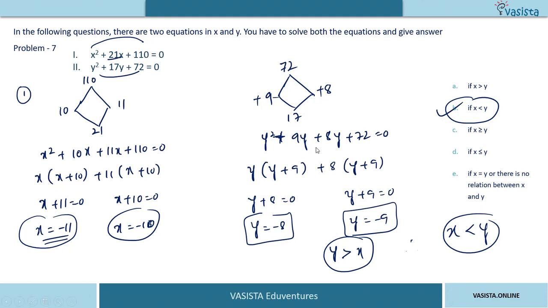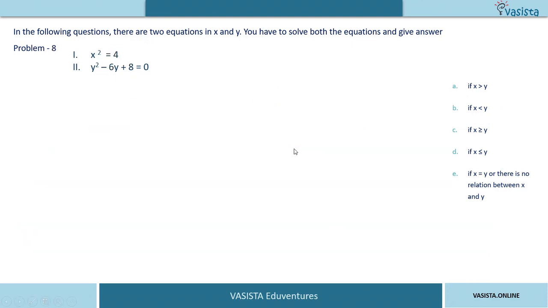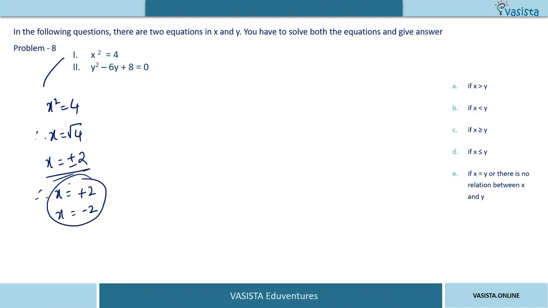So let us check out the eighth problem here. That is what they have given. x² = 4 they have given in the first one. x² = 4, therefore x is equal to the square root of 4. So x is equal to plus or minus 2. Therefore the value x = +2 and x = -2.